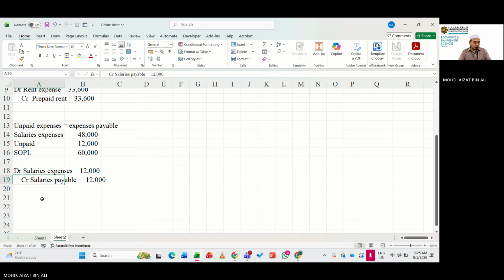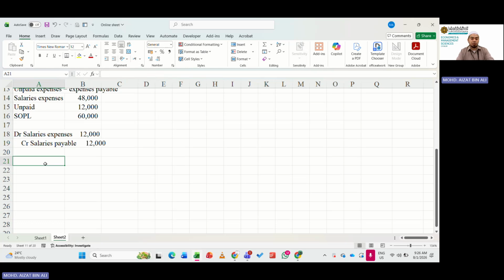All right, next, number four. Delivery services of 6,000 ringgit were performed for a customer, but a bill has not been sent yet. What happened here is we have performed the service, so we should get paid, but we haven't sent the bill yet, which means we haven't gotten paid yet. In this case, this is a type of accrual. More specifically, this is what we call revenue receivable.